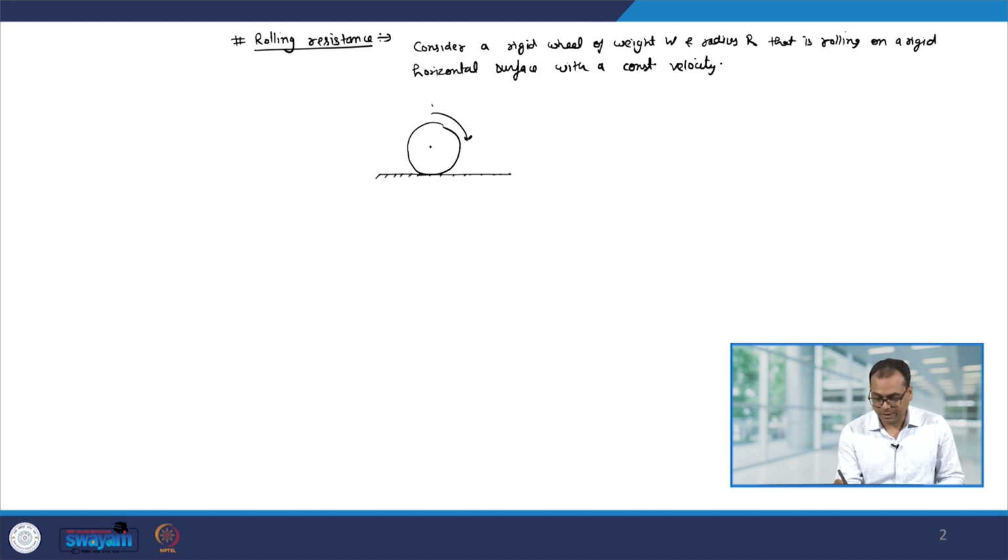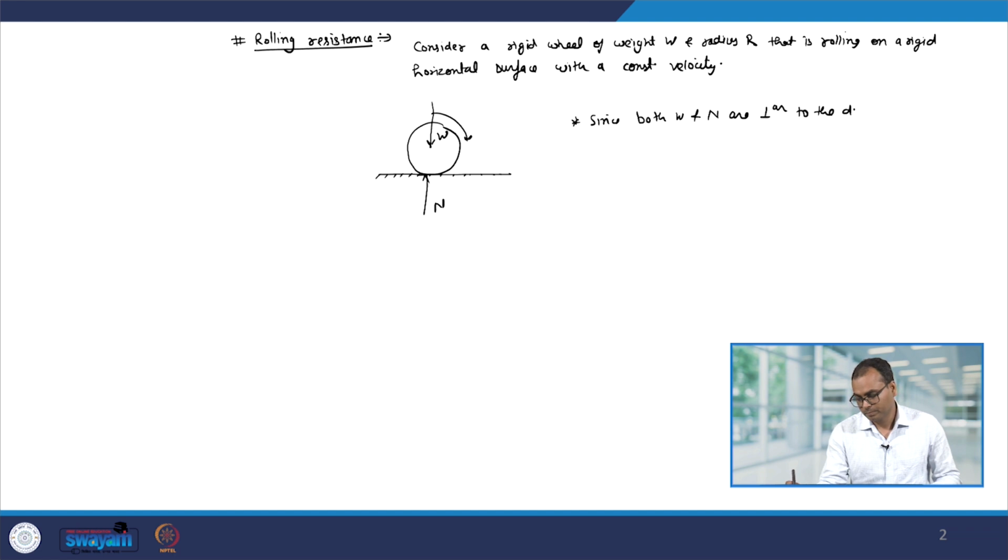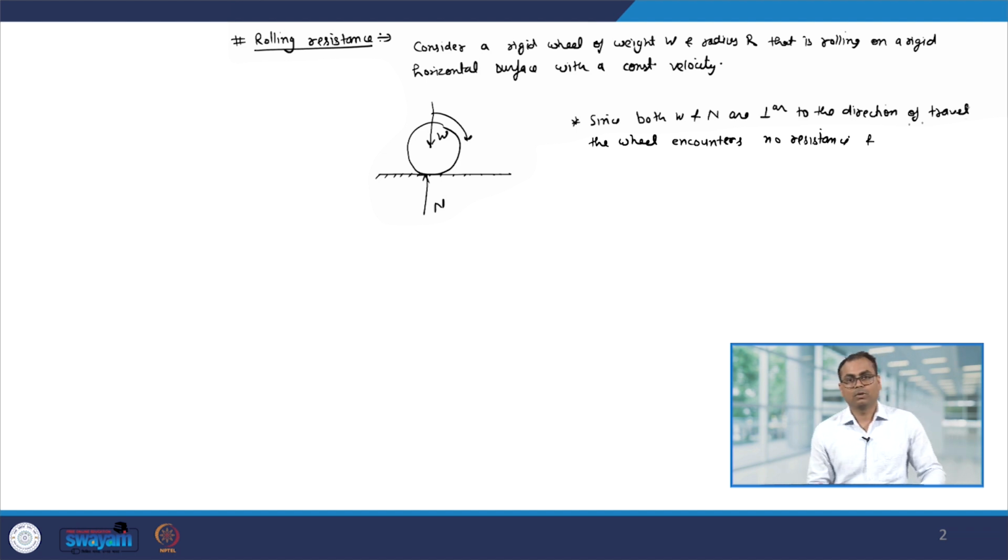Let us say its weight is W, and in that case there will be a normal force from the surface on the wheel, and let us say this normal force is N. Now, since both W and N are perpendicular to the direction of travel, the wheel encounters no resistance and therefore, it will continue to roll forever.